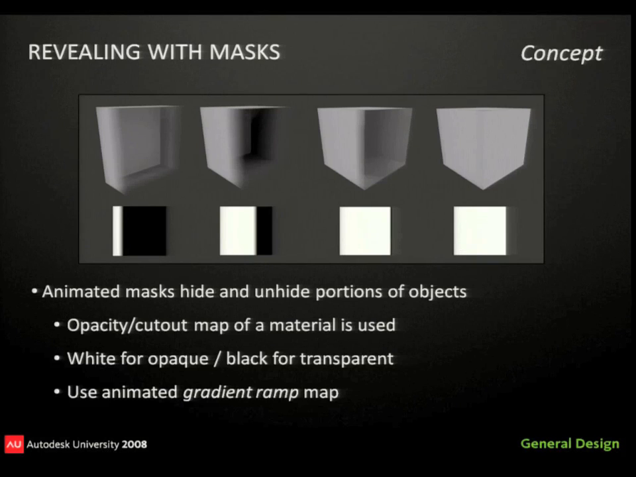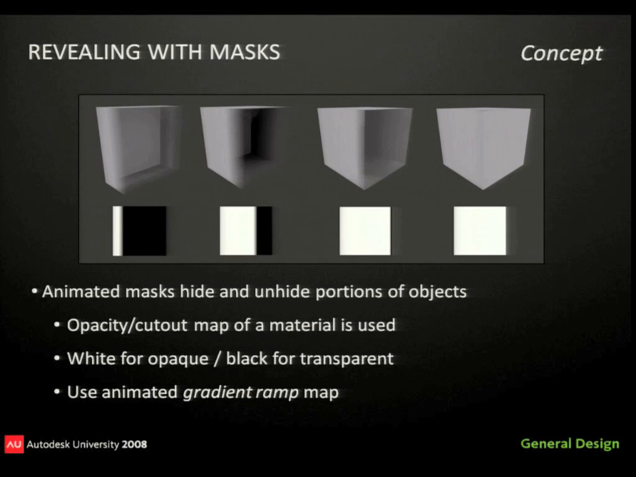Revealing with mask, the idea is quite simple: materials like the standard material and the Arch & Design material have this property called opacity or transparency. So basically, everything that is white in a map that is the opacity or the cutout will be opaque, and everything that is black will be transparent. So we're going to use this property of materials to define how we want an object to go from transparent to completely opaque. With that, we're going to reveal the surfaces one after the other.